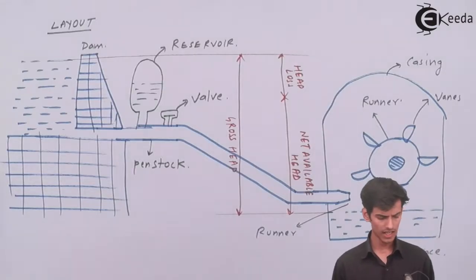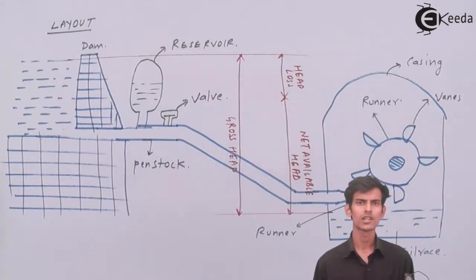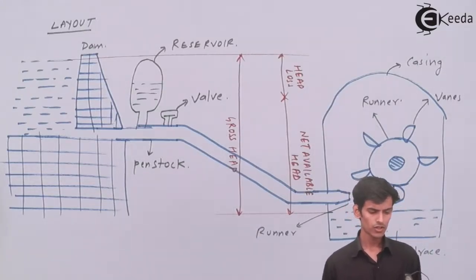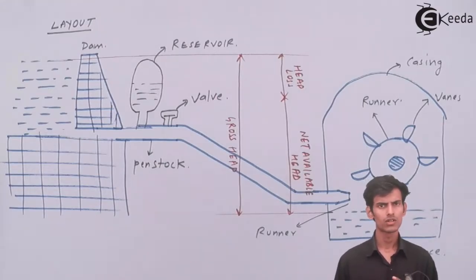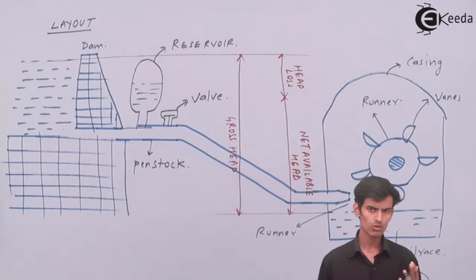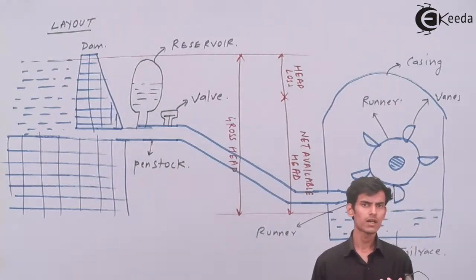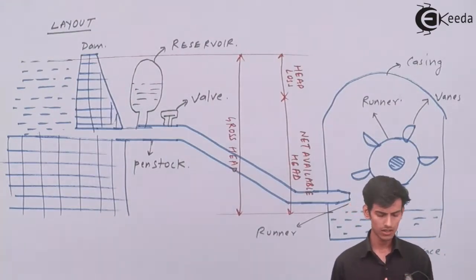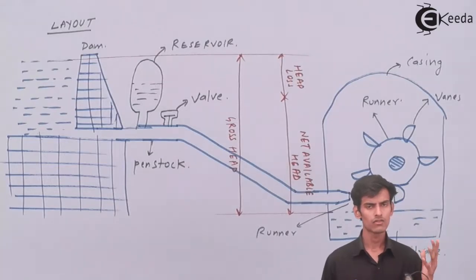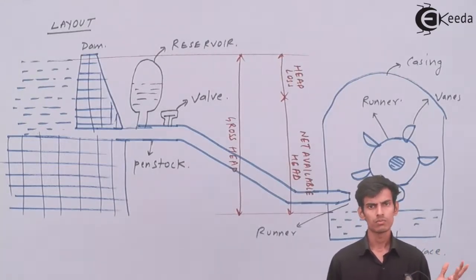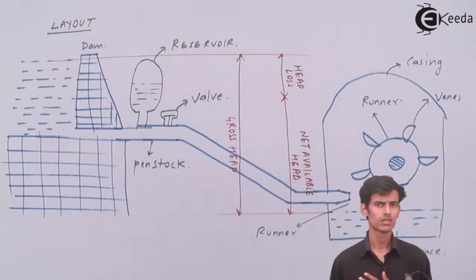Now, as you can see in the diagram, I've drawn the layout of a hydroelectric power plant. So first of all, you need a dam to store the water, that is the rainwater, and then the water goes through a penstock. I've not named this. A penstock is the pipe which delivers water from the dam to the turbine end.